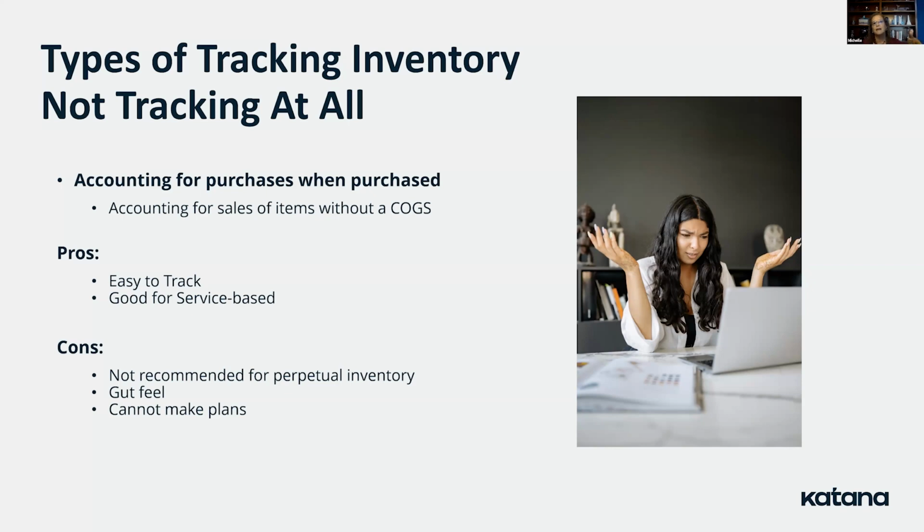You're not tracking every item. You're not doing the perpetual system. You count it once a year. You're not tracking every widget. All right, so it's easy to track because every time you buy inventory, it goes into cost of goods sold.